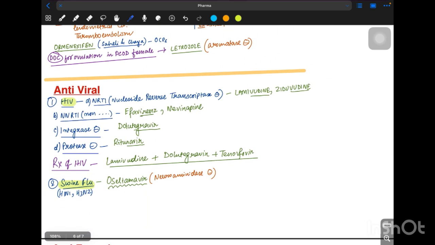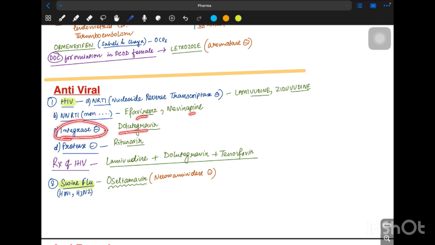Now, coming to antiviral drugs. The most important one is HIV. We can give NRTI, which is nucleoside reverse transcriptase inhibitors. The examples are lamivudine or zidovudine. The drugs which end with vudine are NRTIs. Another group is NNRTI, which means non-nucleoside reverse transcriptase inhibitors. Example is efavirenz or nevirapine.